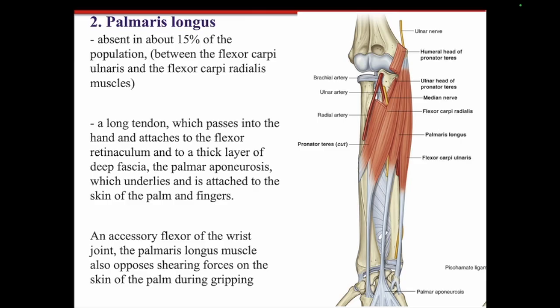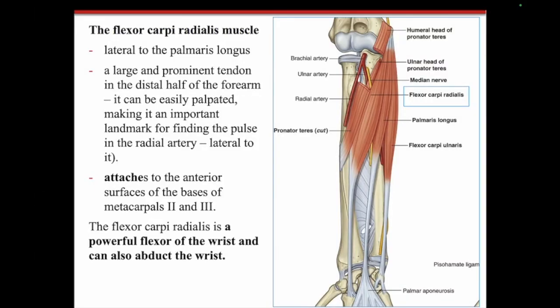Palmaris longus acts on the palmar aponeurosis. And the flexor carpi radialis does the opposite of the ulnaris. It's on the lateral side, flexing the wrist but abducting it, putting the wrist out to the side of the big finger, your thumb.